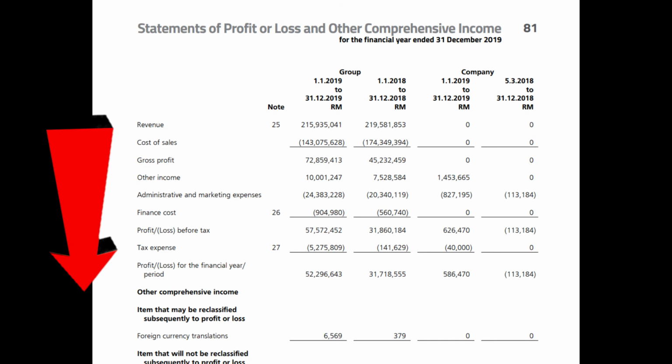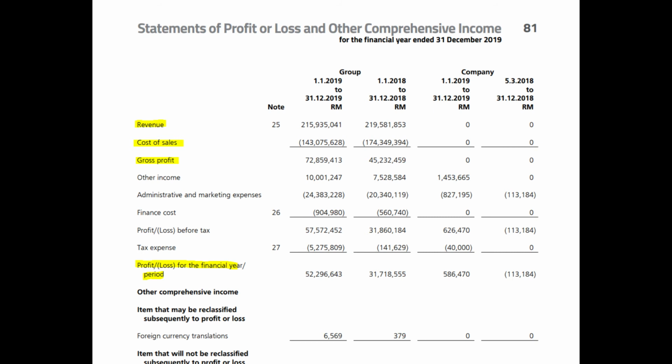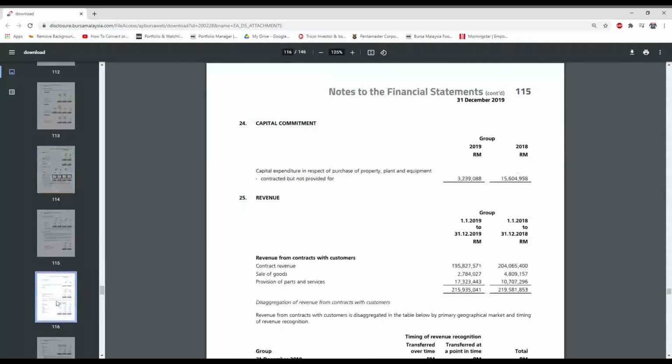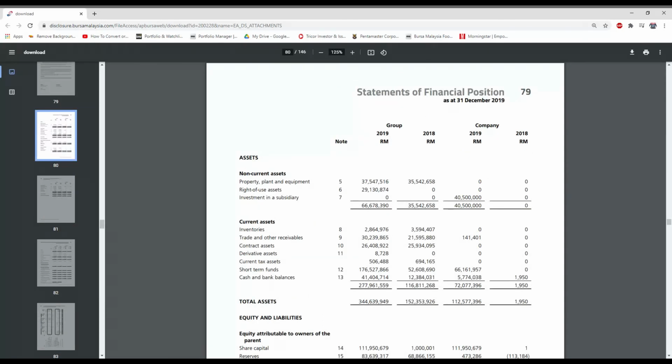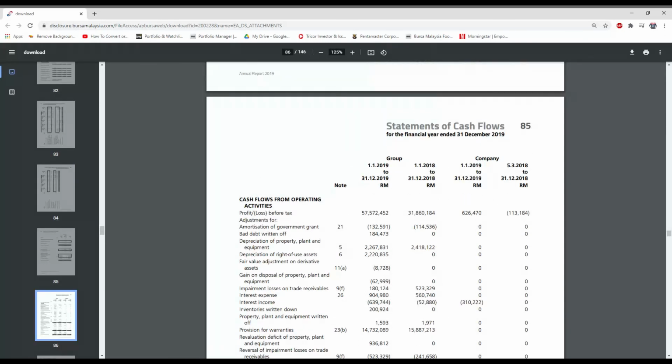Pay attention to the revenue, cost of goods sold, or what we call COGS, gross profit and net profit of the company, and find out what are the key items that are contributing to each of them. Usually you can find that info in the footnote just right beside the financial data. In the case of GreaTech, about 90% of its revenue comes from contract revenue, whereas the remaining ones are sales of goods and provision of parts and services. You can apply the same method for the balance sheet and cash flow statements.